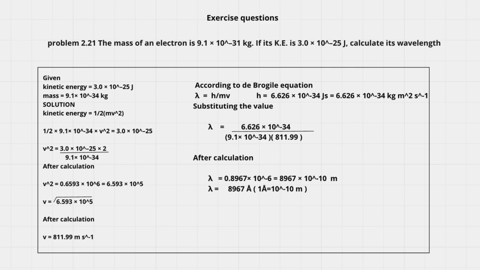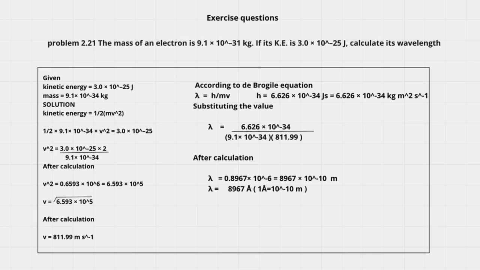Substituting the value. Velocity square equals 2 × 3.0 × 10^-25 divided by 9.1 × 10^-31. After calculation and decimal changes, velocity square equals 6.593 × 10^5.